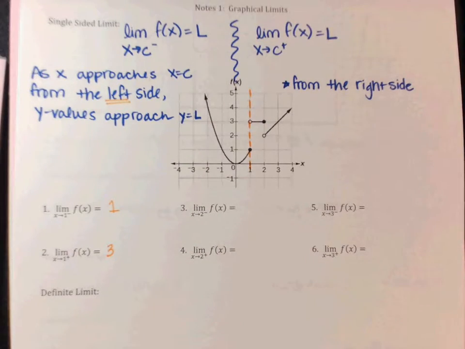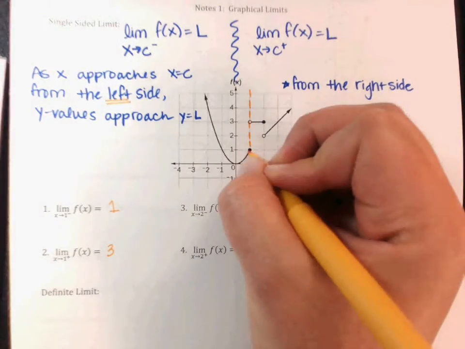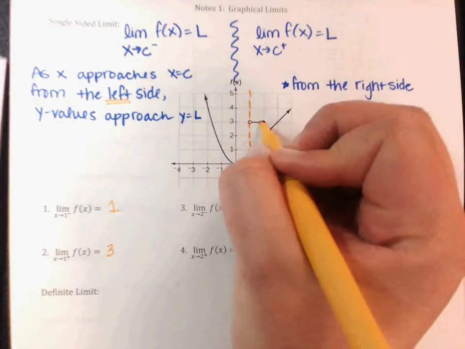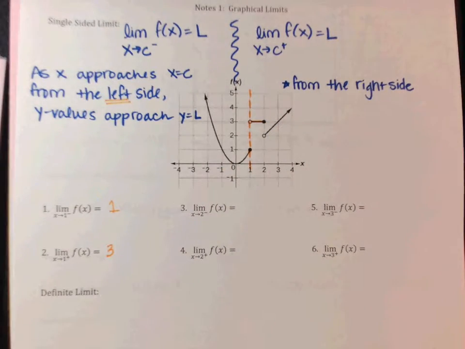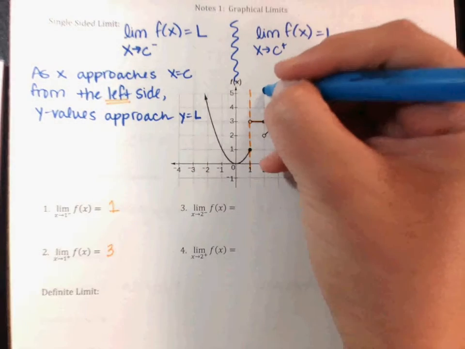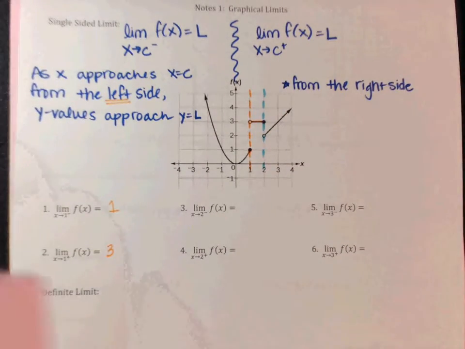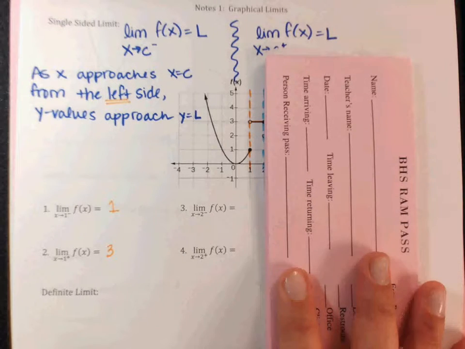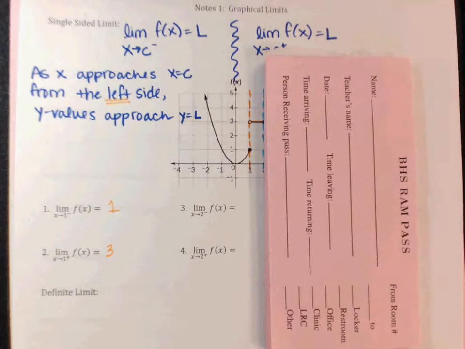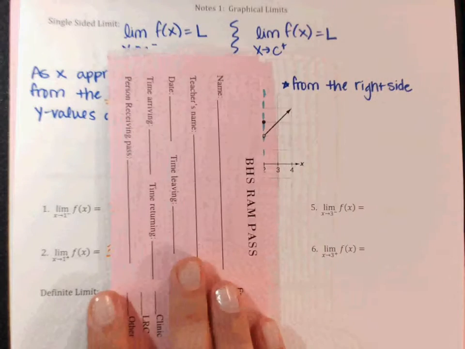So as I trace the graph from the left side, I'm approaching 1. As I trace from the right side, I'm approaching 3. Okay, now we're going to do the same thing for 2. So I'm going to draw a different line over here at 2. I'm going to cover up one side of the graph. As I approach 2 from the left side, my graph is flat across. What would you guess the next dot would be at? What height? Still 3.